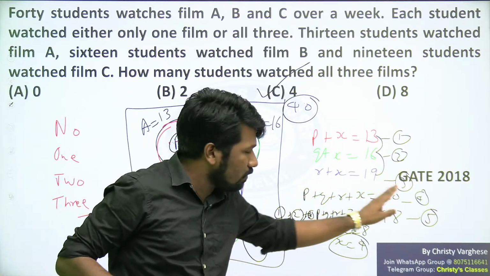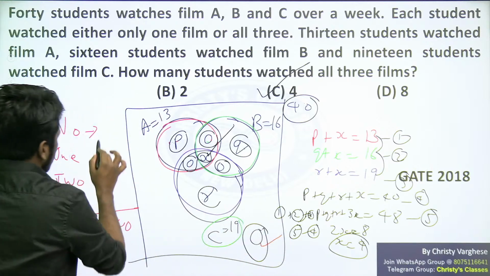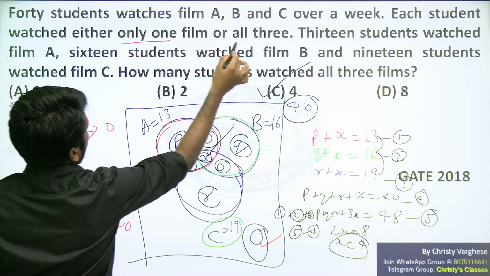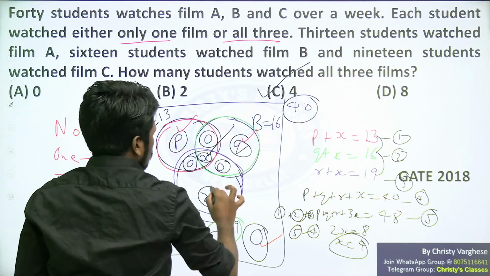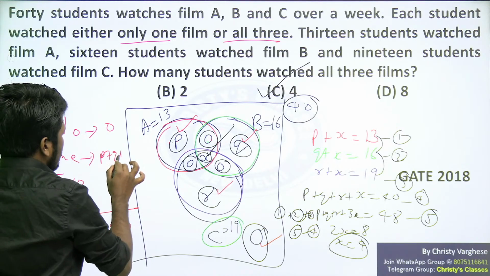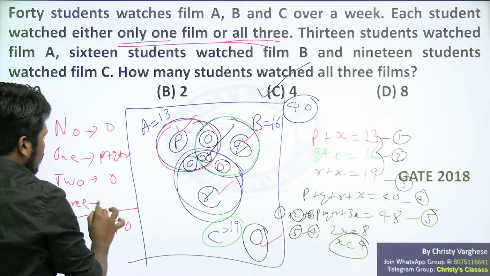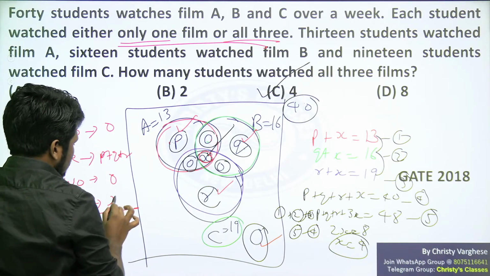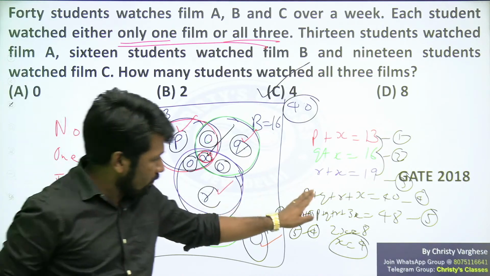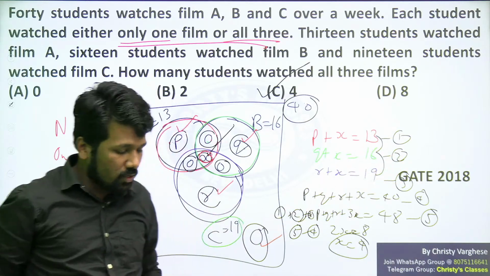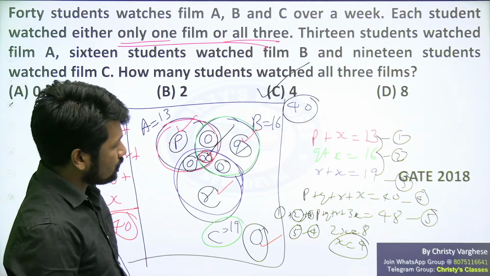Those of you who didn't understand the fourth equation, listen here. No film watching people will be how much? 0, because the question clearly says only 1 film or all 3 films. 1 film watching people will be how much? That is this P plus Q plus R. 2 film watching people, there are no 2 film watching people. 3 film watching people, that is what we assumed as X. Now adding all these up, you should get 40. That is what I have written, P plus Q plus R plus X equal to 40. Please respond now. Is the fourth equation clear now?